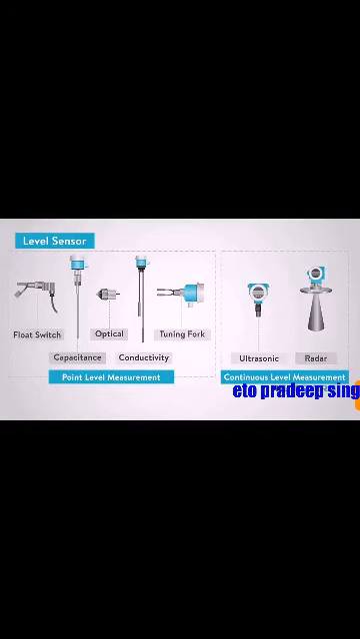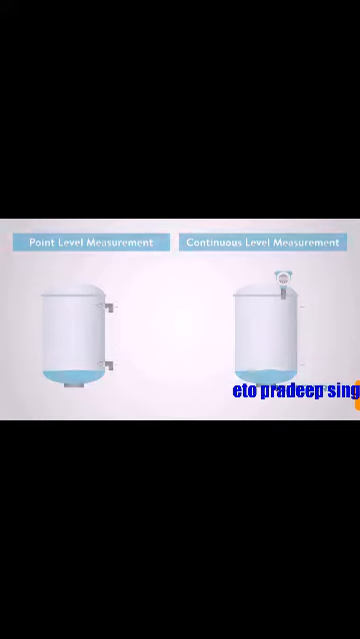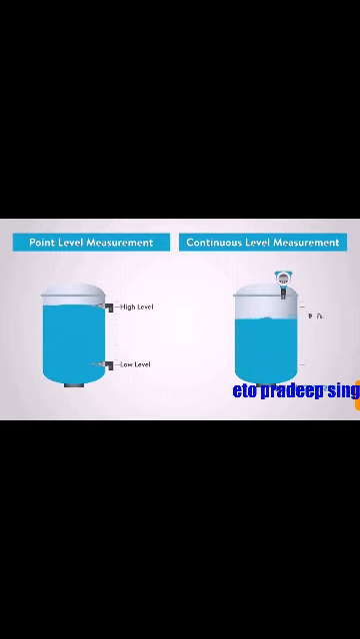Level sensors can be broken into two classifications: point level measurement and continuous level measuring. Point level measurement indicates when a product is present at a certain point, and continuous level measuring indicates the continuous level of a product as it rises and falls.